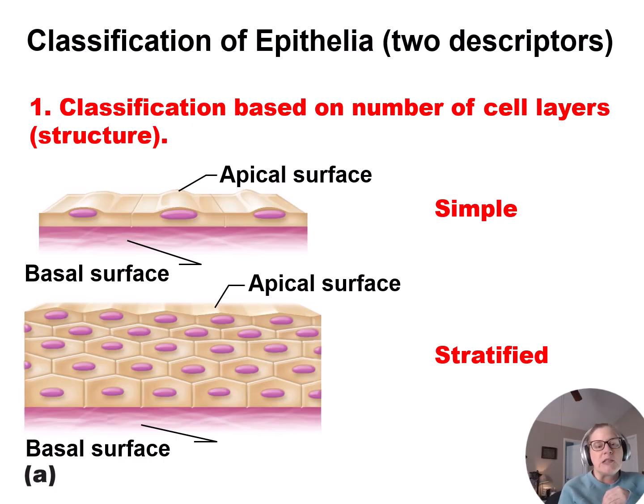The first descriptor is based on the number of cell layers in the tissue. There's only two options here. The tissue is either made of a single layer of epithelial cells, or it's made of these cells that are more than one cell thick. So if the tissue you're looking at only has one layer of epithelial cells, we're going to describe that as simple. However, if the tissue has two or more layers, then we're going to describe that as stratified.